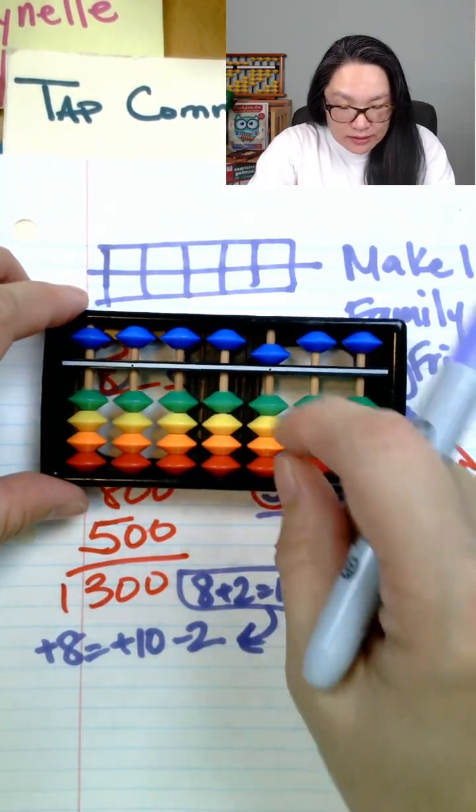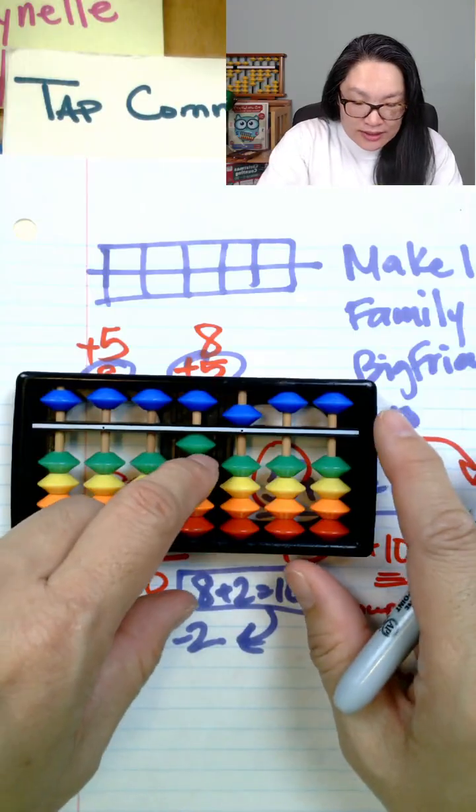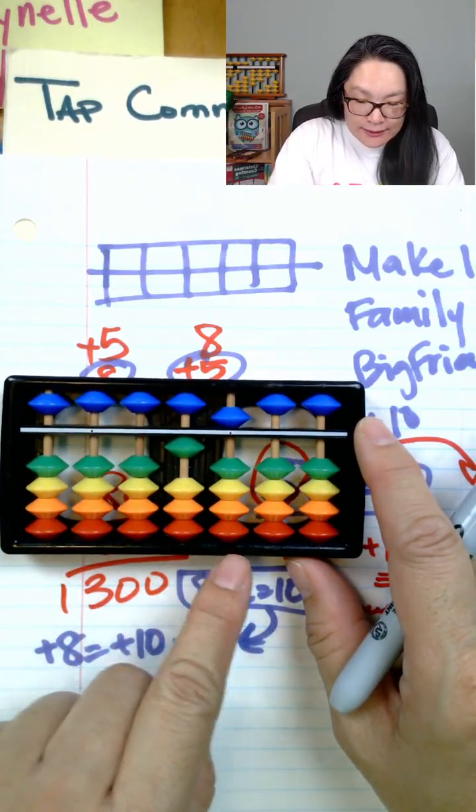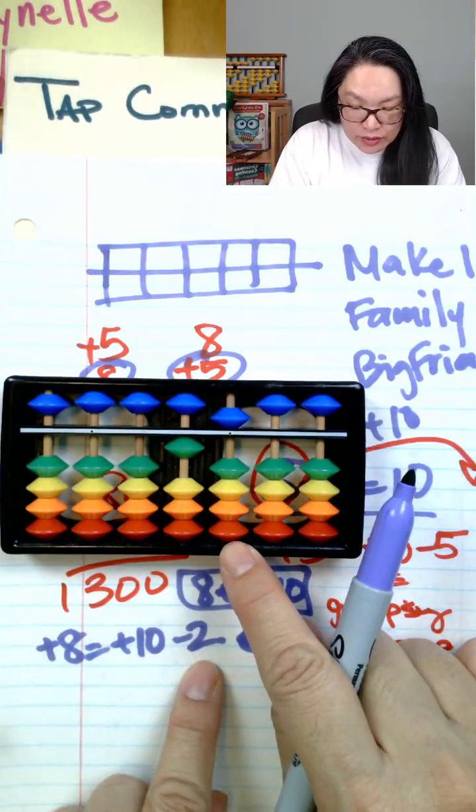So I want to plus the 10, right? So I'm going to plus the 10. I'm going to make sure I plus the 10 because I'm a little old and I sometimes forget what I do. So I want to plus the 10, and now I want to take away the 2.